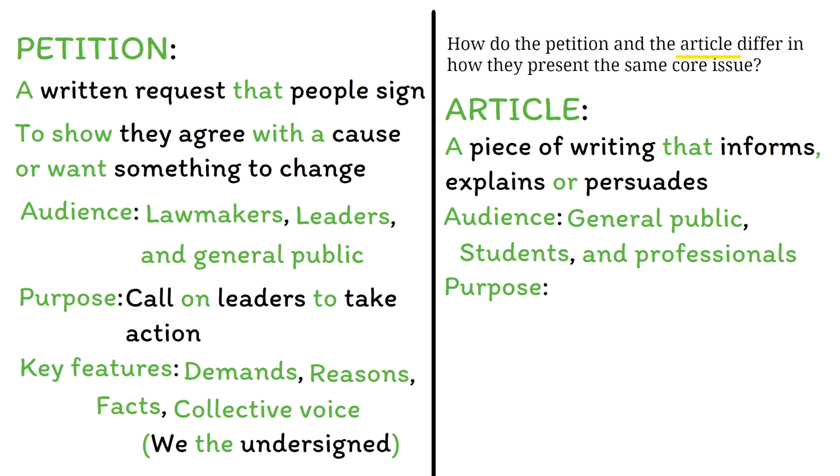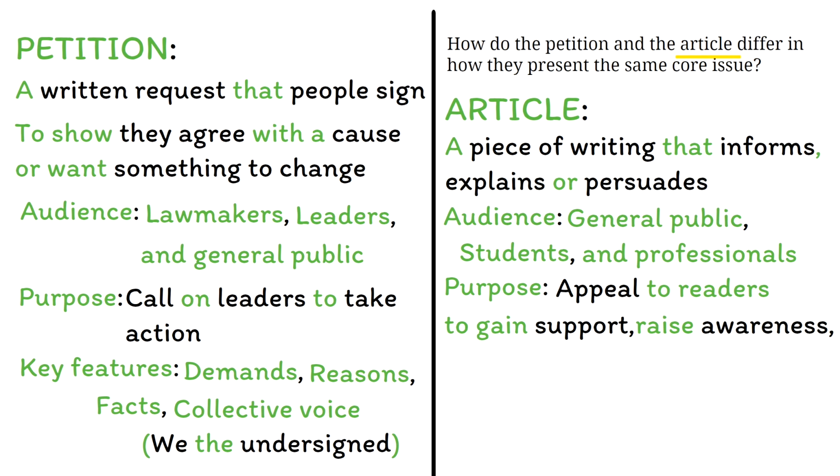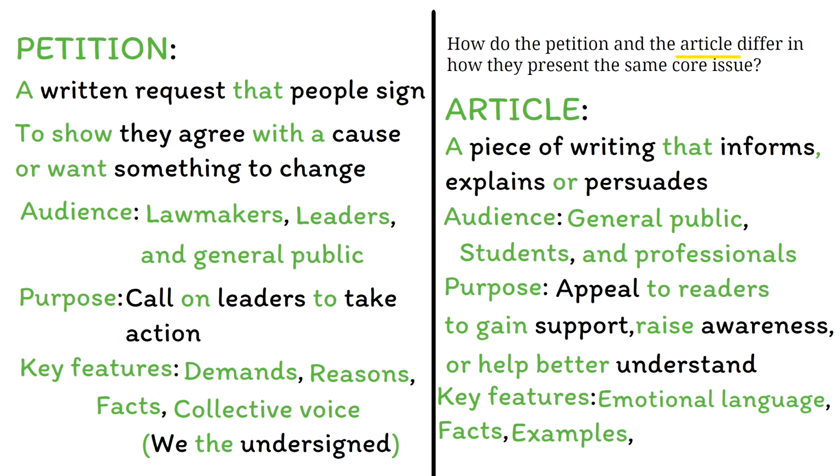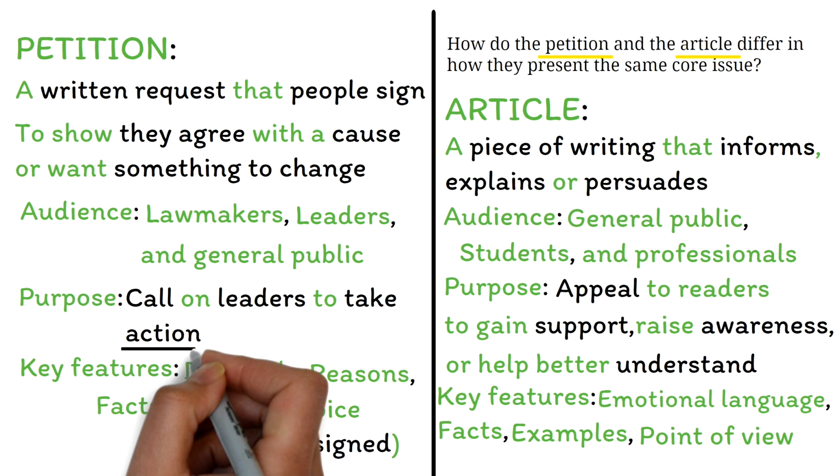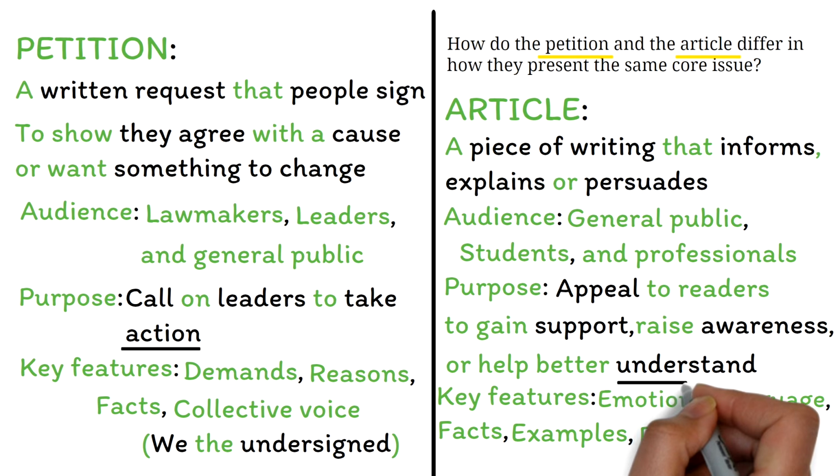The purpose of an article is to appeal to its readers in order to gain their support, raise awareness, or help them better understand an issue. And it does this using key features such as descriptive or emotional language, facts, examples, and point of view. An article tries to connect with readers to make them care. Note that a petition tries to get something done, while an article tries to get you to understand or feel something.